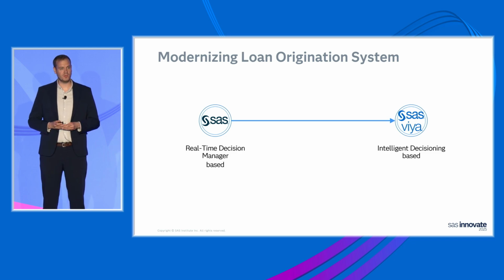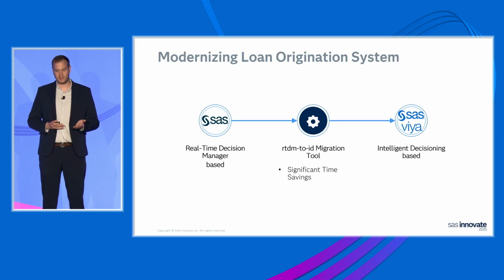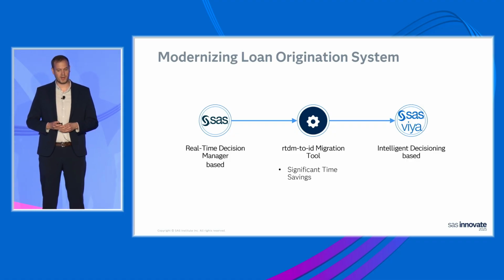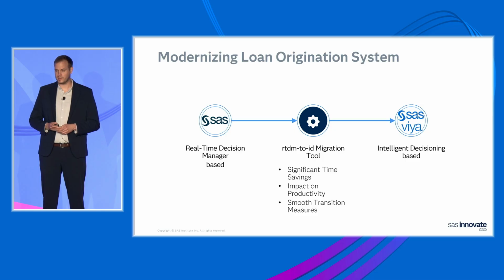So at the beginning you saw these 2 endpoints of our journey, but now we have something in the middle, the bridge, which is the RTDM to ID migration tool, which emerged. And it really helped us because with this very quick migration, what Joel just showed to you, we can spare a lot of significant time, and it didn't have any negative impact on our productivity. And the whole transition was very smooth because the front ends didn't have to change a line in their code. So it was a great success.